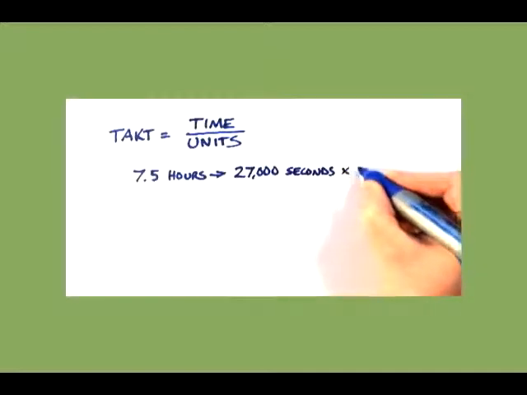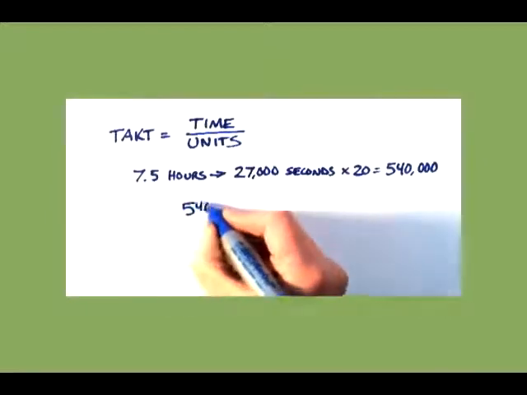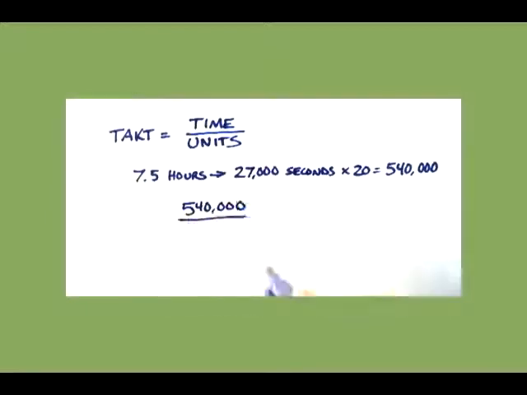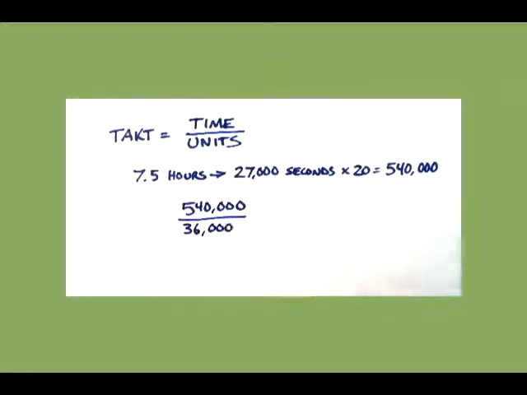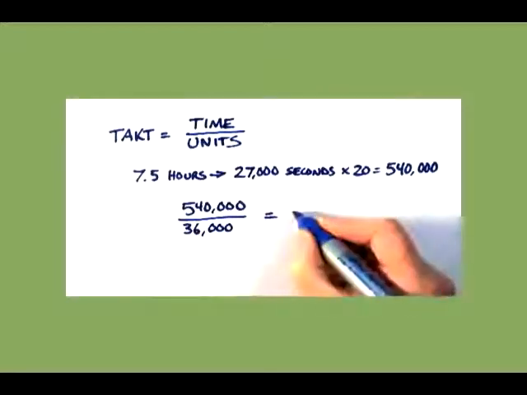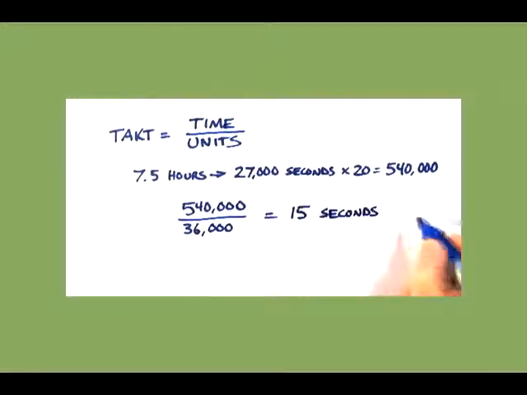Multiply that times 20 days in a month equals 540,000 seconds in the month. So our available production time in the month is 540,000 seconds in this scenario. To get takt time, we need to divide 540,000 seconds by the number of units ordered, or in this case, 36,000. When we do that, we get the takt time of 15 seconds per unit. This company will need to produce 1 unit every 15 seconds during their 7.5-hour shift to meet their customer's demand.